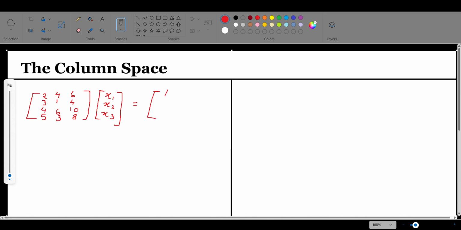And this results in b1, b2, b3. I'm representing the right hand side with variables again. Think of them as constant values. I'm just not giving any value over here for now.